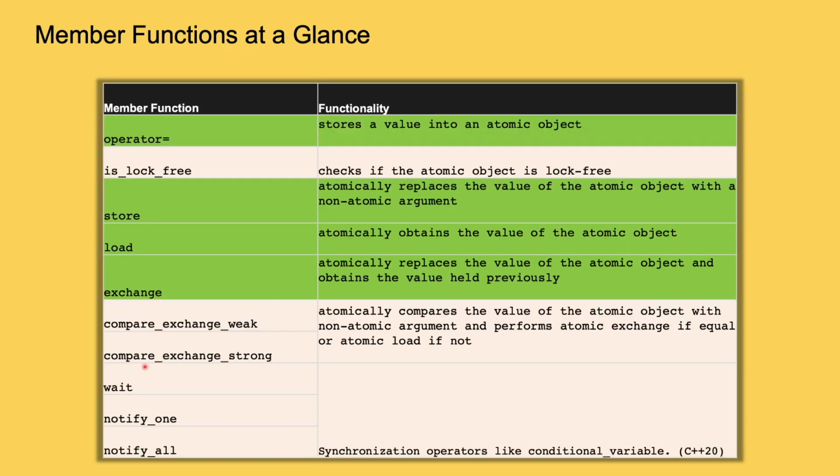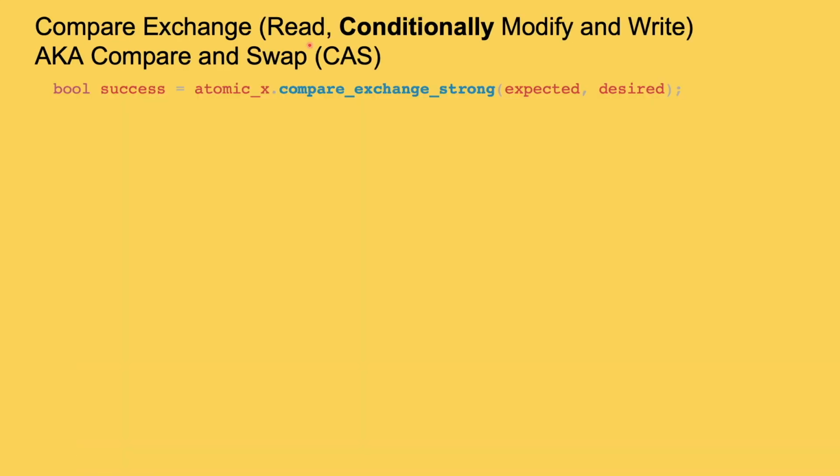Up next, let's talk about compare and exchange. Compare and exchange is another read, modify, write atomic operation, except that the modification and writing is conditional. Another name for compare and exchange is compare and swap. The way you use this on an atomic variable is that you call compare and exchange, either its strong or weak version. We will talk about this in a minute. And then you give it two parameters, which are expected and desired.